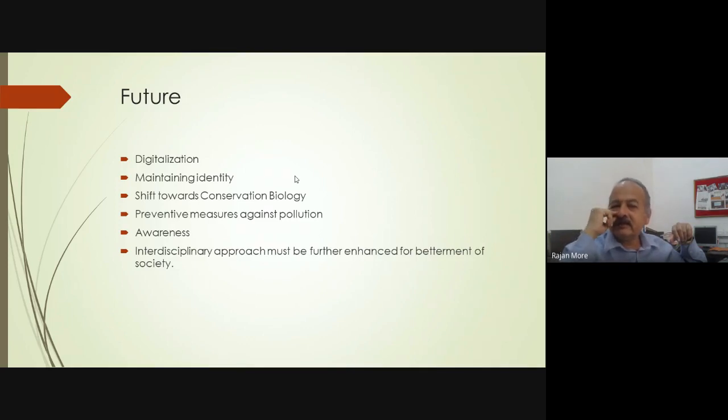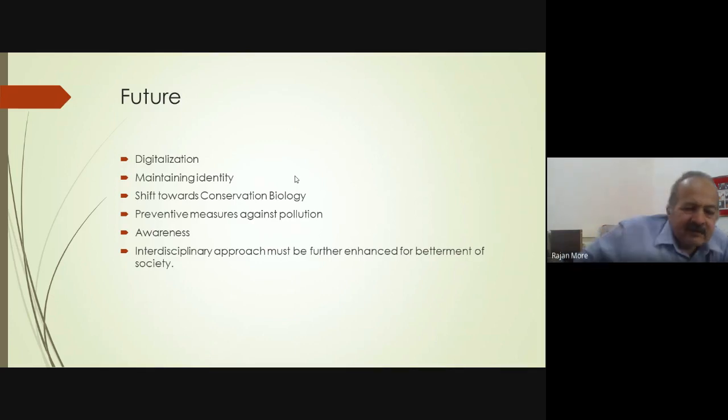And the first point, digitalization, then IT, then artificial intelligence, AR, everything is going to enter into zoology. And everyone has to cope up with all these points in order to maintain the identity. The subject will have to adapt different methods to maintain the identity. And one major identity that the zoologists are now moving towards in the future.